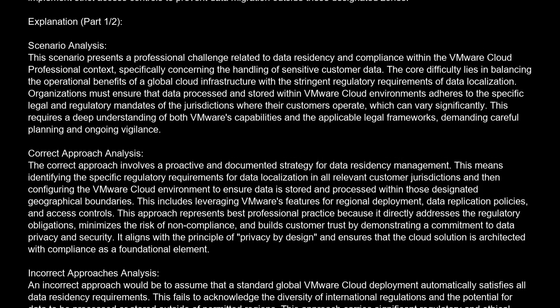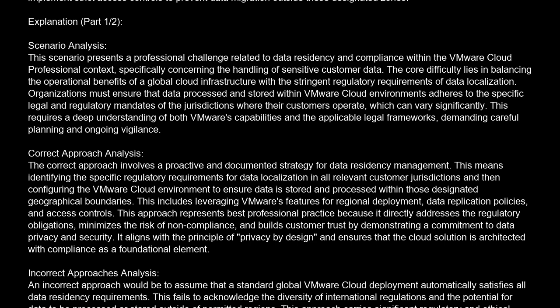The correct answer is A. Configure the VMware cloud environment to deploy virtual machines and store data exclusively within specific geographical regions that align with the data residency mandates of both the European Union and North America, and implement strict access controls to prevent data migration outside these designated zones.